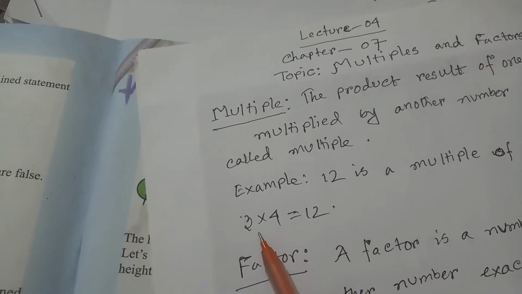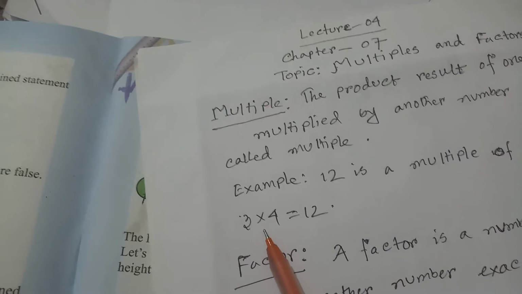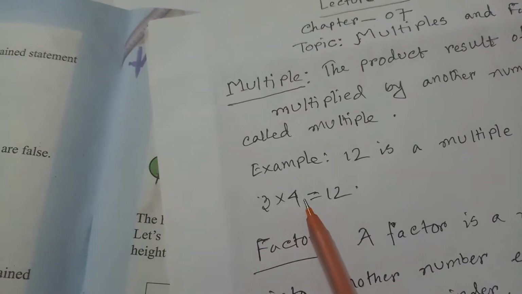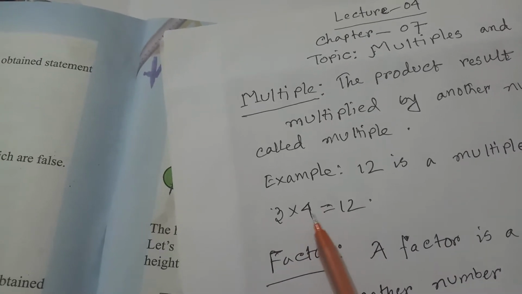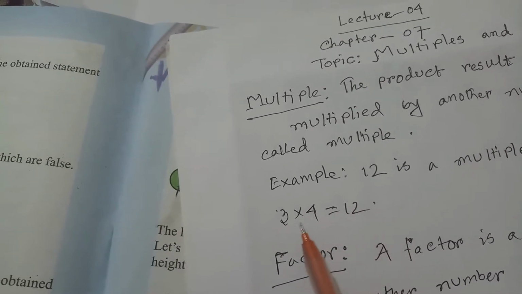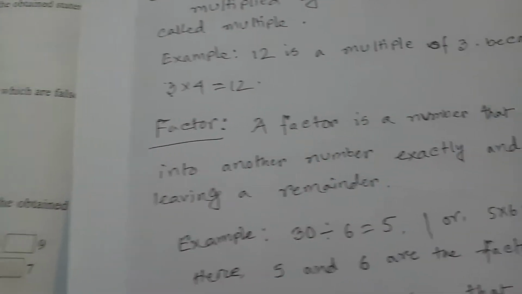Here 3 is a number. If we find a multiple of 3, then 3 multiplied by 4 or any number, 1, 2, 3, 4, 5, then we will get a product. This product is called a multiple of 3. And another is factor.